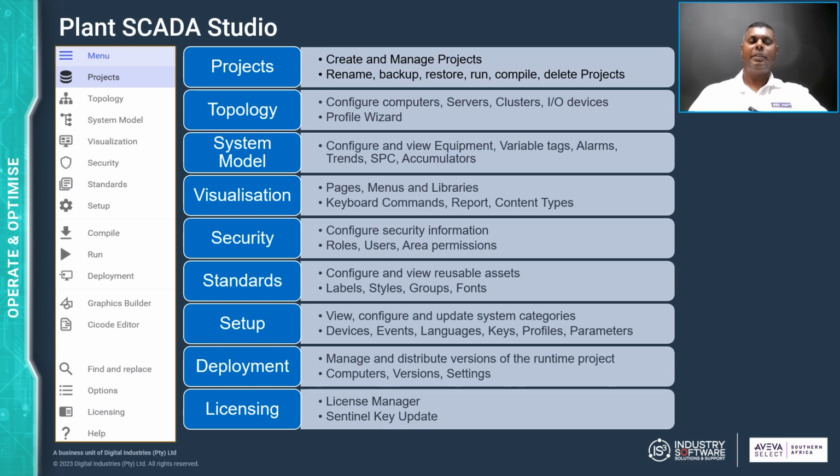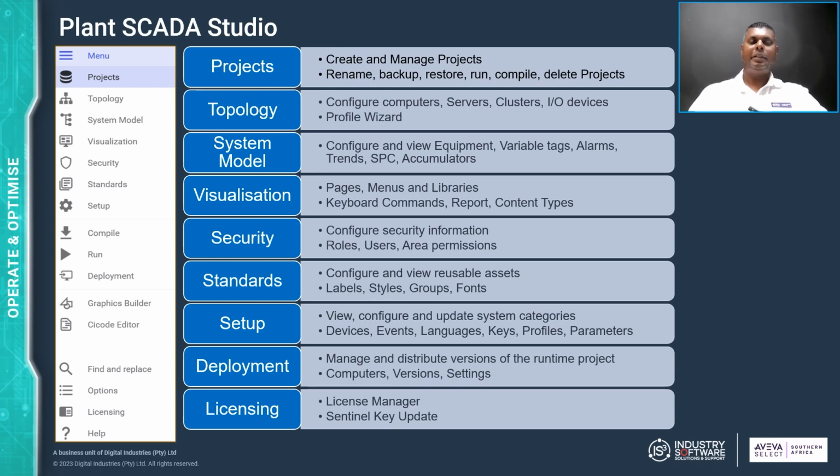The system model activity allows you to configure and view equipment, variable tags, alarms, trend tags, SPC tags, and accumulators. The visualization activity allows you to configure keyboard commands and edit menu configuration properties and report formats. The security activity allows you to configure and view security information such as user roles and user and group permissions. The standards activity allows you to configure and view reusable assets across your projects, including parameters, labels, and fonts.